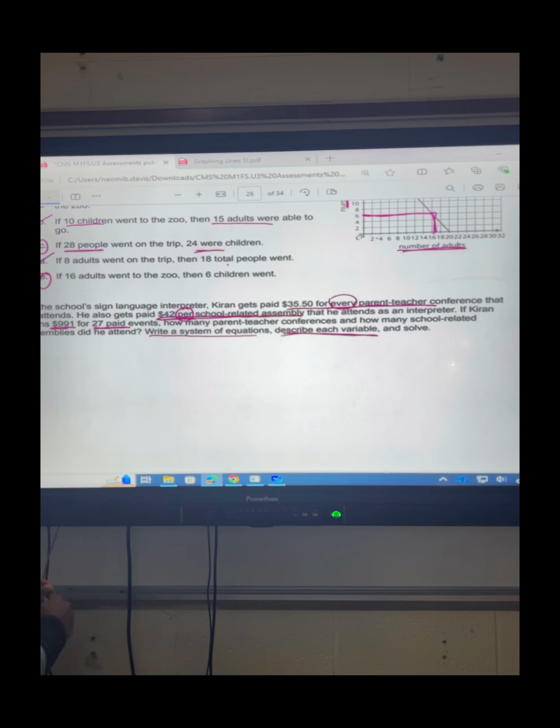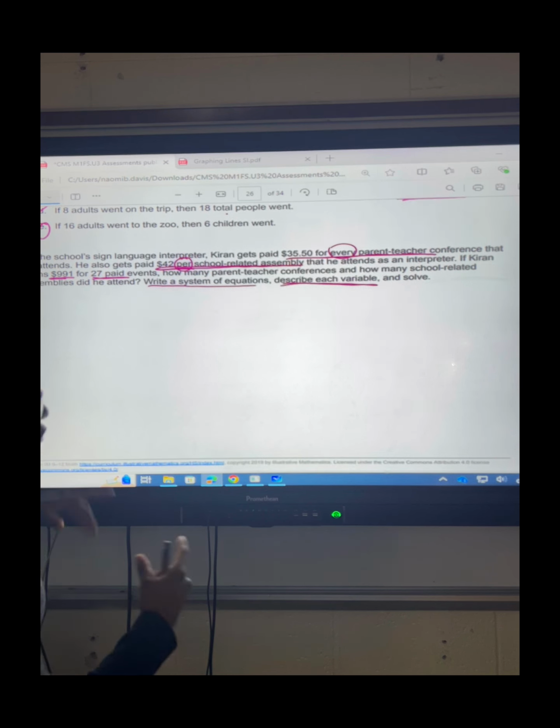So I'm going to write my systems of equations. Now, we learned the trick today in class. If you get confused on what information goes with what, boom, boom, you need to ask yourself what we're talking about first. So we're going to make a chart.